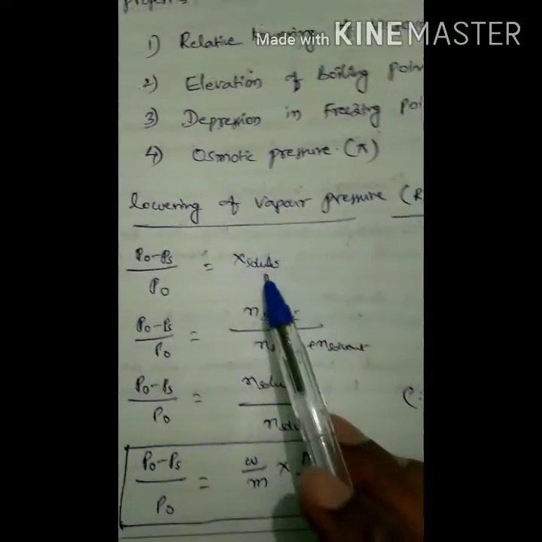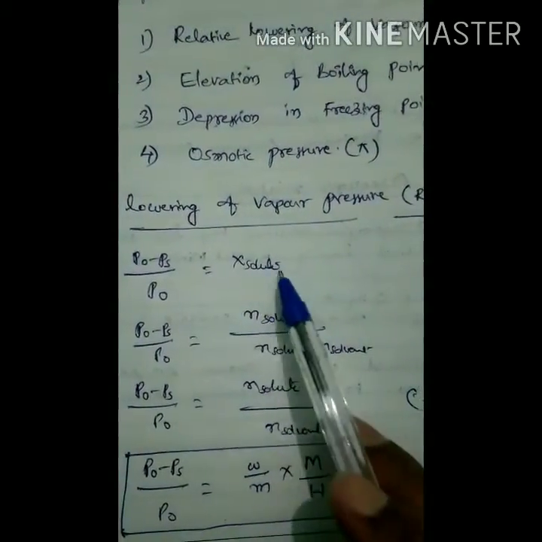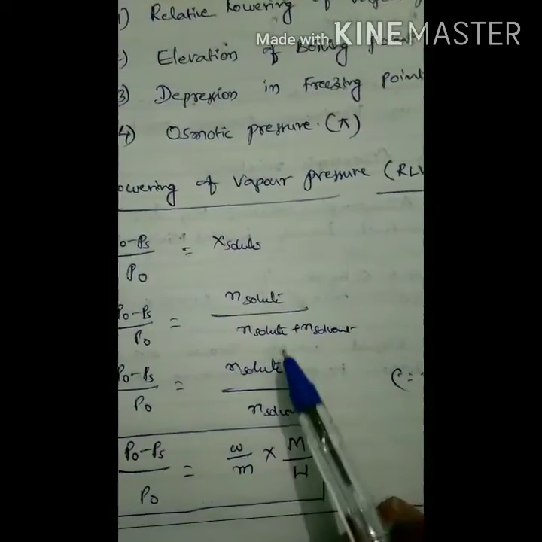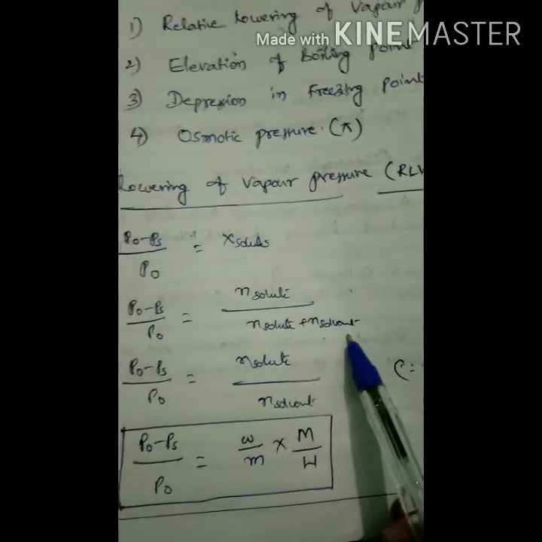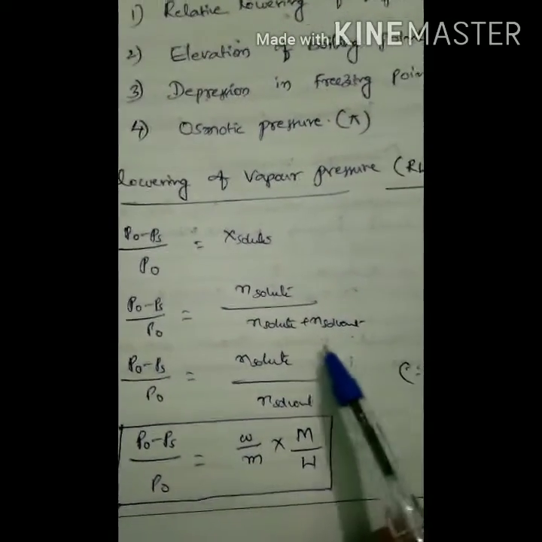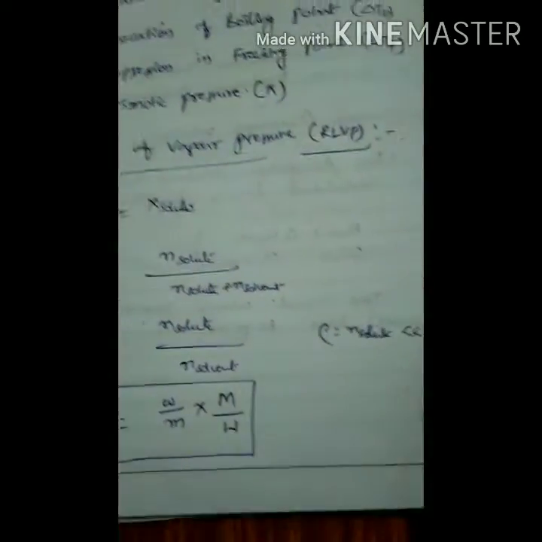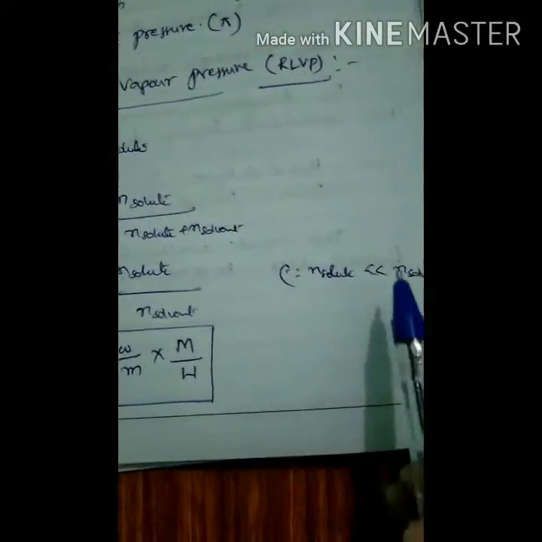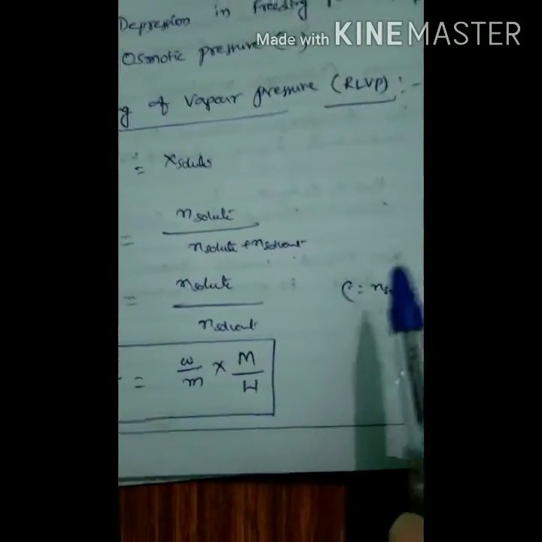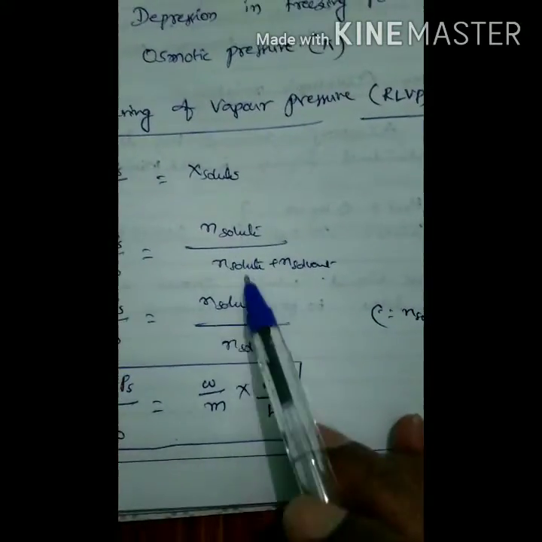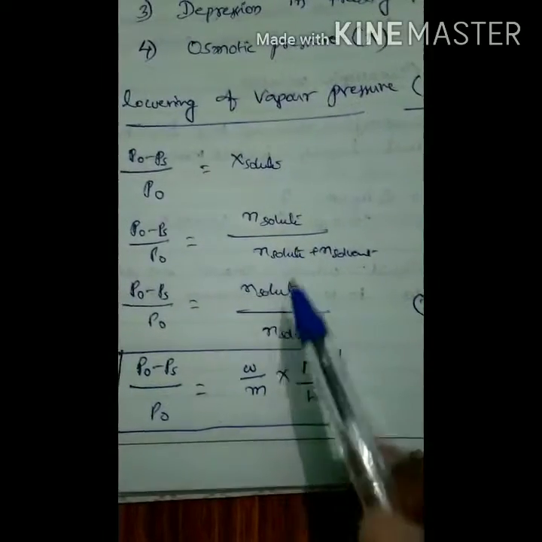So mole fraction of solute, we know the formula already. Mole fraction of solute equal to number of moles of solute by number of moles of solute plus number of moles of solvent. So in this case, number of moles of solute is much less than number of moles of solvent. Generally, solute is less than solvent in any solution. That is why we can neglect this term in denominator. So finally, this equation becomes like this.